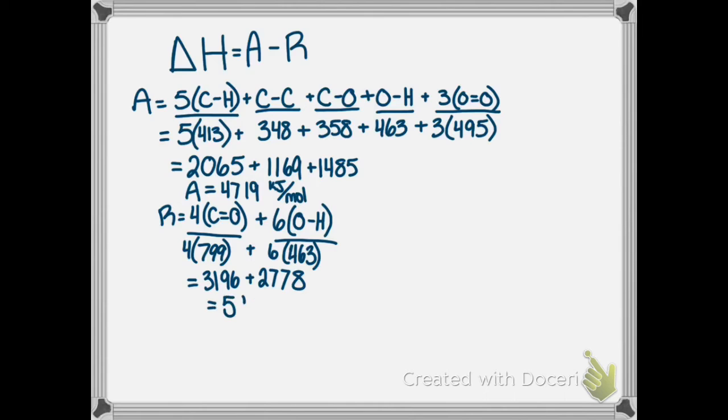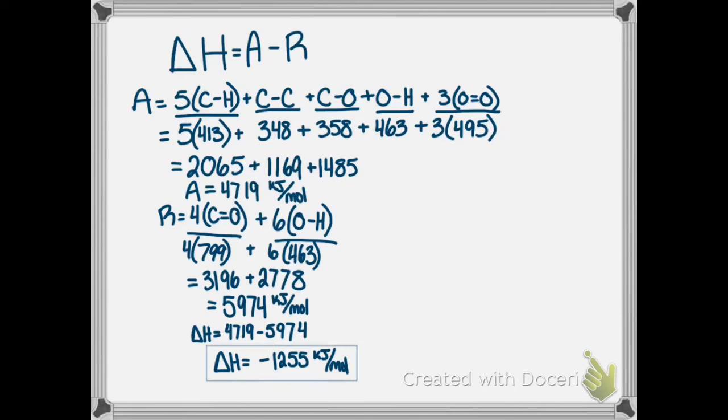When we add these values together, we get 5,974 kilojoules per mole for our release side. When solving for delta H, we do our absorbed minus release, which means we're doing 4,719 minus the 5,974. When we subtract these two values, we get an enthalpy value of negative 1,255 kilojoules per mole.